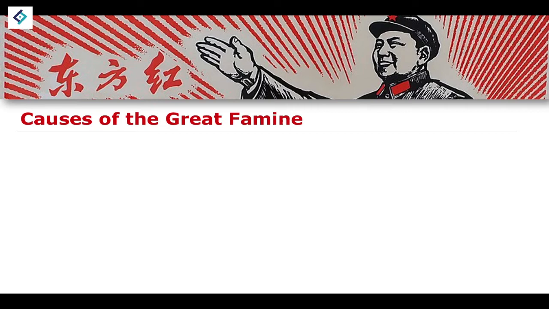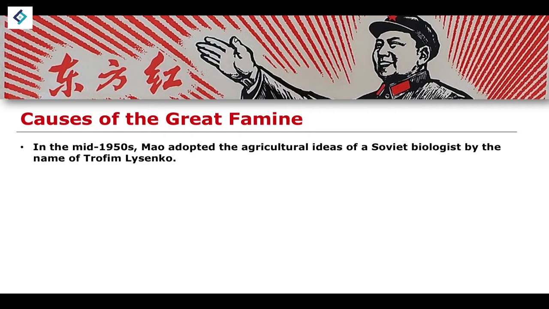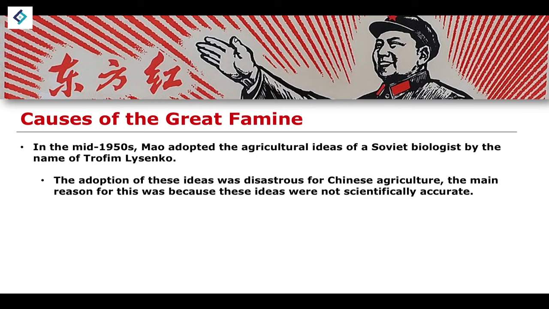Now, one of the things that we haven't mentioned that we should mention in terms of agricultural practice was the adoption of the ideas of the Soviet biologist Trofim Lysenko. Lysenko, or the idea known as Lysenkoism, was a debunked theory of agricultural production, to try and essentially use scientific methods to make agricultural produce more efficient. It turned out that this was all scientifically inaccurate.